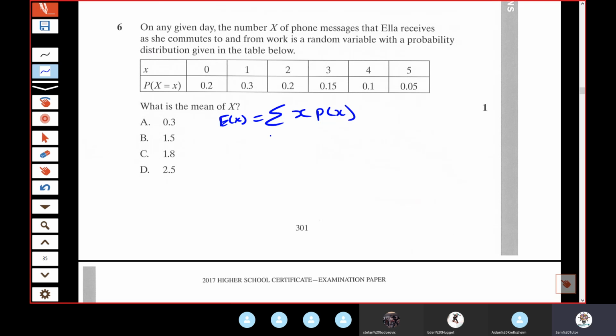What did you get? C. C. Anyone confirm? I'll give you one now. You agree, Tiana? C?